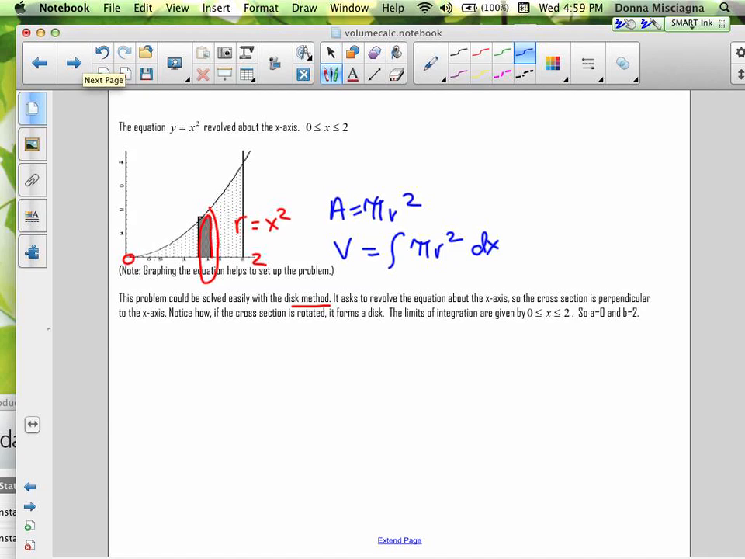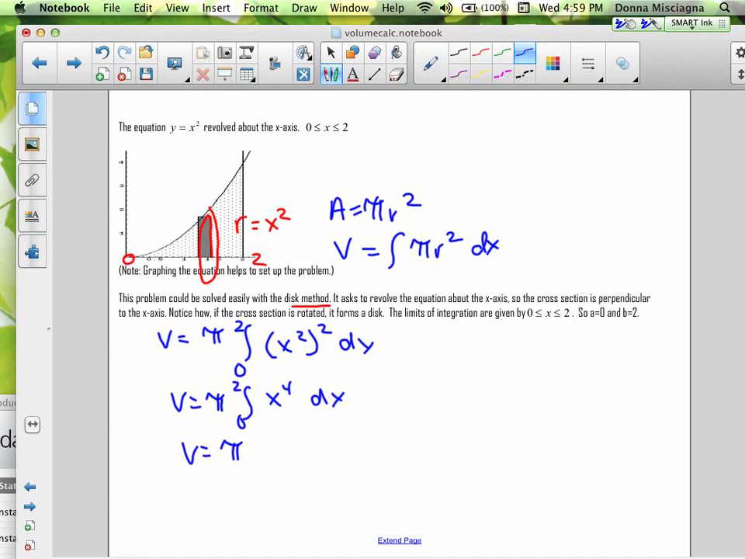The dx is the width, right? Because these are teeny little cylinders. All right, so our volume is going to be pi times the integral from 0 to 2, and my radius is x squared, so I'm going to square x squared dx. So that's going to give us pi, and then evaluate from 0 to 2 of x to the 4th dx. So that volume is going to be pi x to the 5th divided by 5, evaluated from 0 to 2, and then we just plug in.